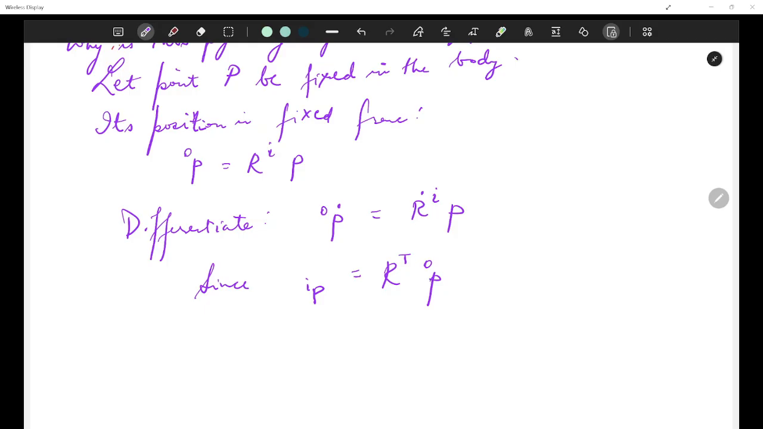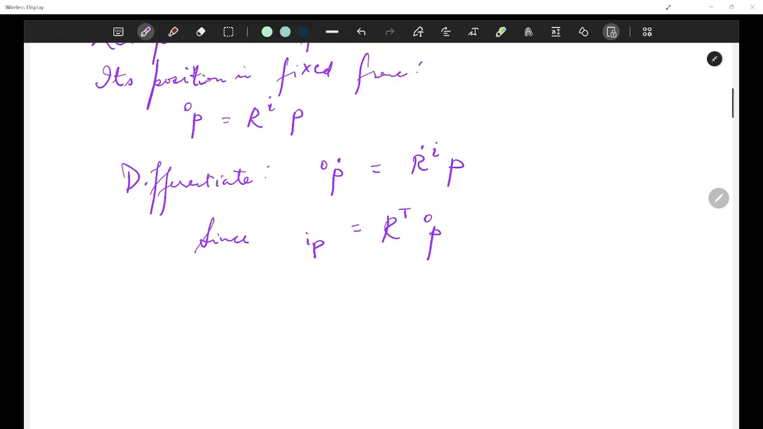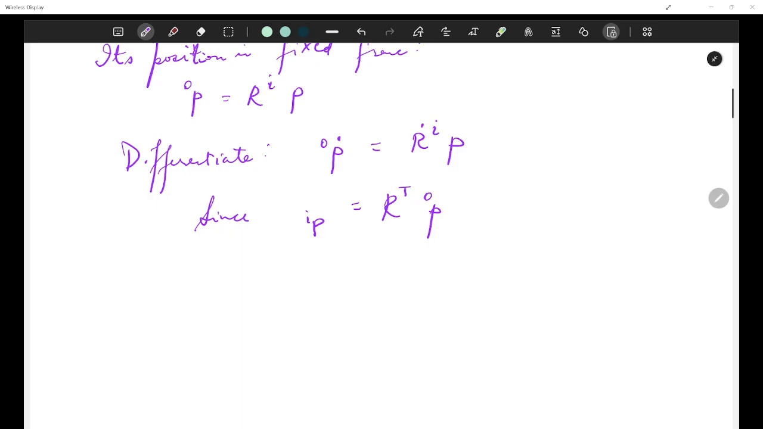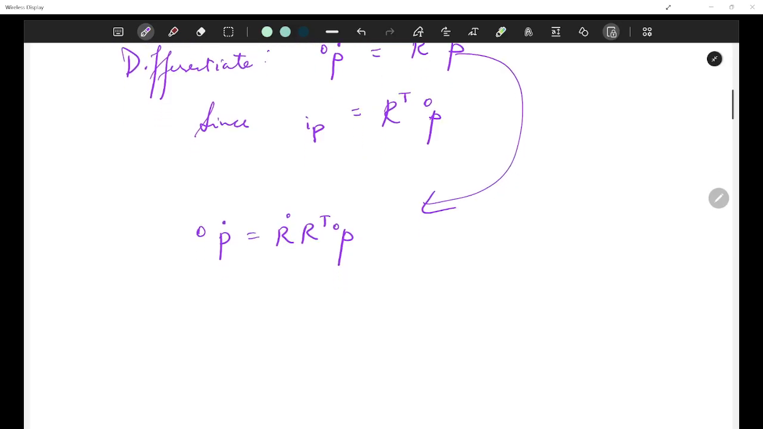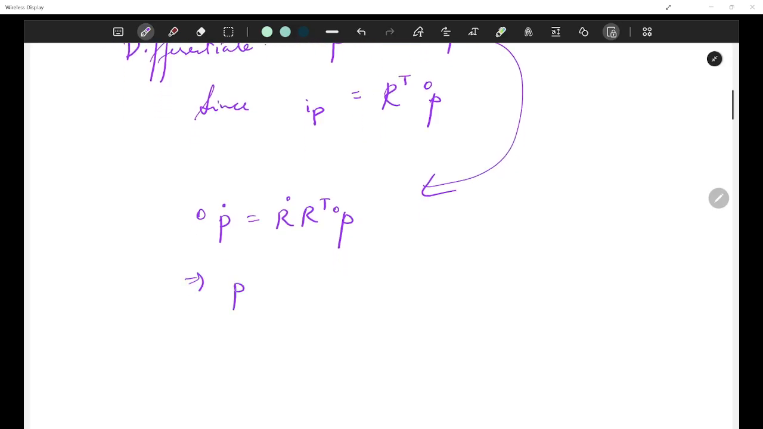into something, the position in the 0 frame, right? It is just the link is rotated just by multiplying with a rotation matrix. So if we substitute it here in this equation, what would happen? 0 P dot would be R dot R transpose 0 P. Okay, and after this, from here we can write P dot 0 is equal to omega 0 P.